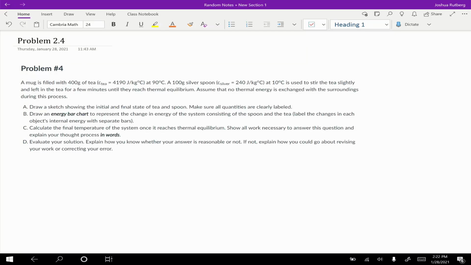All right. So this time let's look at problem 2.4. This one is about the transfer of thermal energy between two objects of different specific heats. So let's read the problem and then look at how we would go about solving this.